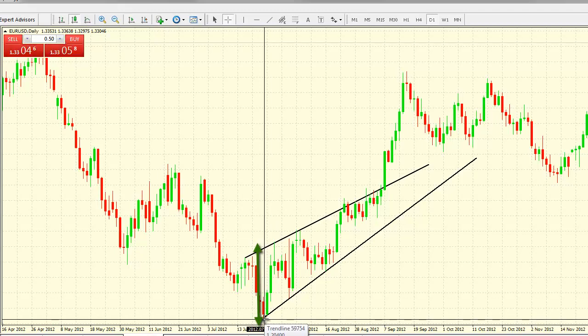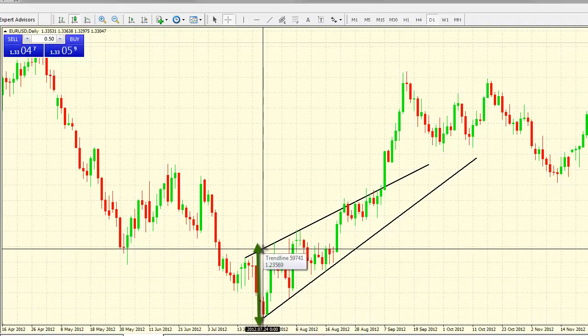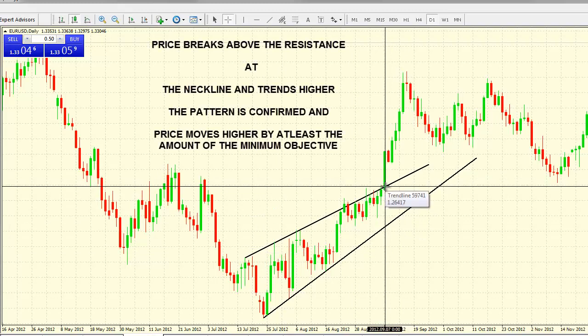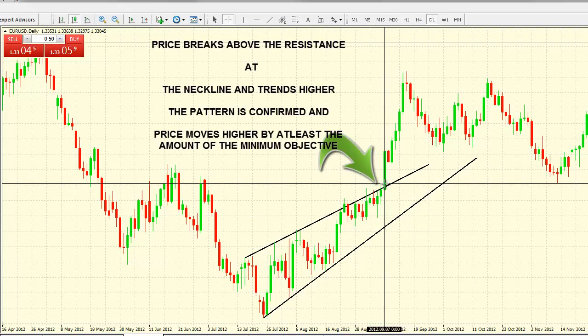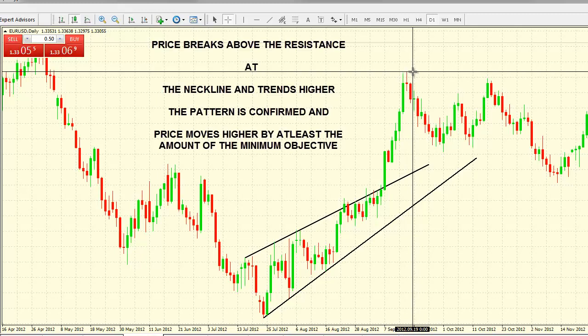So over here, in this case, the head is formed at 1.20400, while the neckline corresponding to it is at 1.23569. So the difference between these two prices would give you the minimum objective. The minimum objective therefore comes out to be somewhere around 310 pips in this case. What this means is that once the price breaches the neckline from below, the price is expected to rise at least 300 pips above the neckline, which was the case as we can see here.